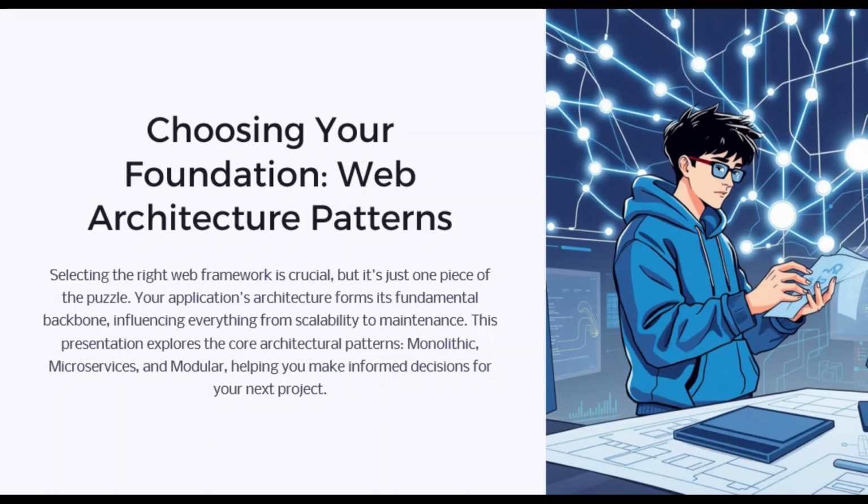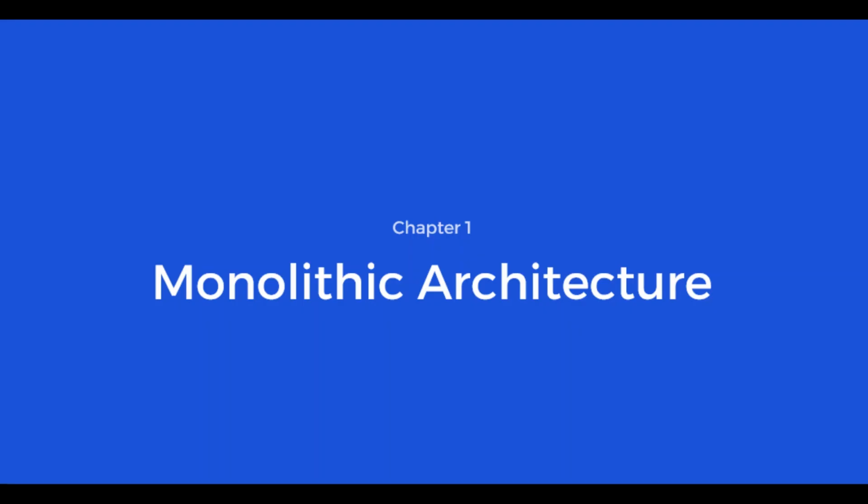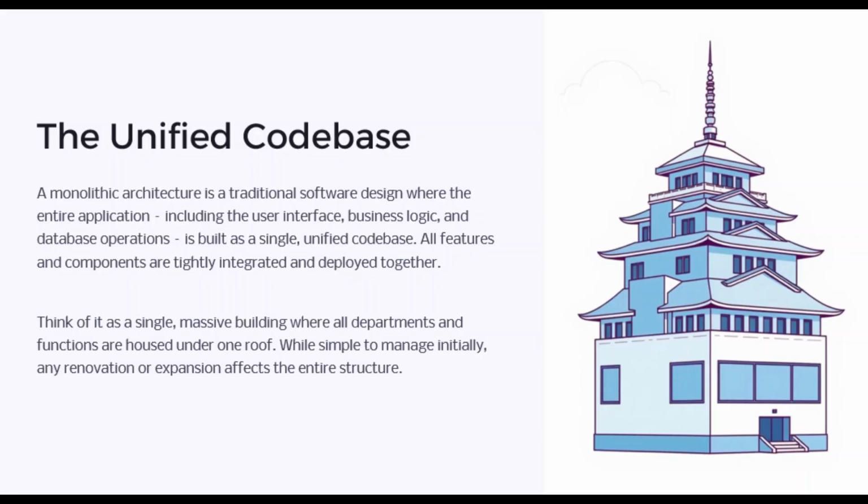For today's lesson, we will talk about the types of framework architecture. Let us start with number 1, monolithic architecture. A monolithic architecture is a traditional software design where the entire application, including the user interface, business logic, and database operations, is built as a single unified code base. All features and components are tightly integrated and deployed together.